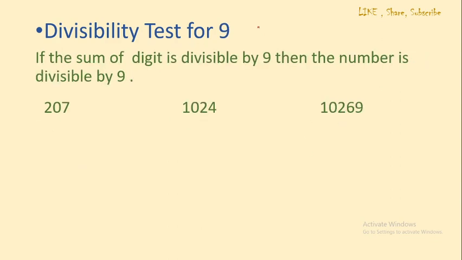Divisibility test for 9 is what? Let us see. Divisibility test for 9 is, if the sum of the digits is divisible by 9, then the number is divisible by 9.